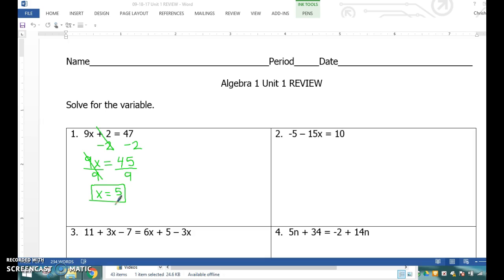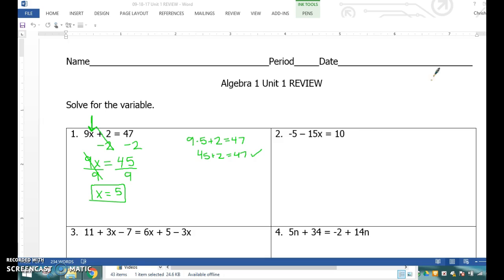To check our answer, we can always plug that number back in. 9 times 5 plus 2 equals 47. That's what we're going to test out. This is called substitution. If x equals 5, I'm taking that x and I'm substituting in a 5. 9 times 5, of course, is 45. And 45 plus 2 is 47.